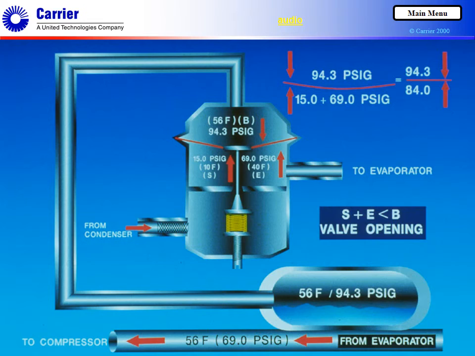Within the sensing bulb, a 56 degree Fahrenheit saturation temperature yields a pressure of about 94.3 psig. So, above the diaphragm, we have 94.3 psig, while below it we still have 84 psig. In this case, the diaphragm bends downward, and the needle moves toward the open position. The diaphragm will be flexed downward until 10 degrees Fahrenheit superheat is once again restored in the suction line at the sensing bulb location. This action returns the pressure above the diaphragm to 84 psig.